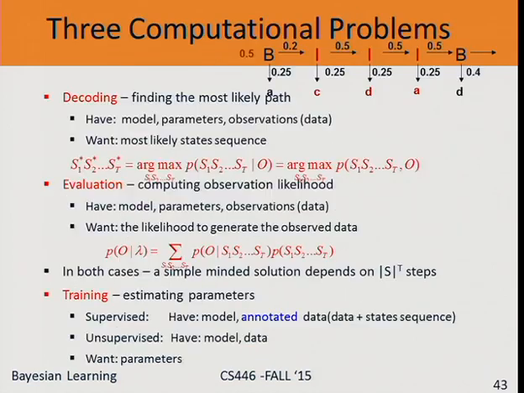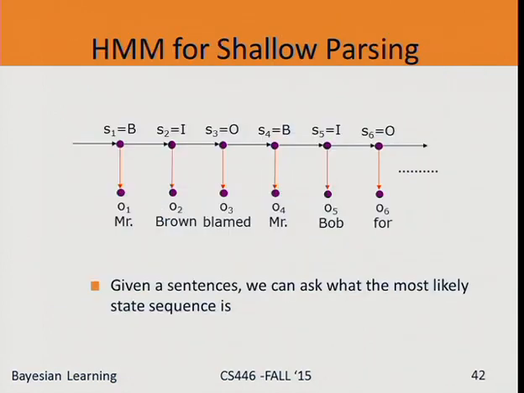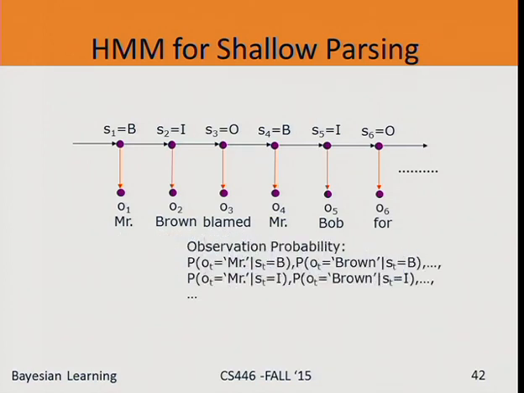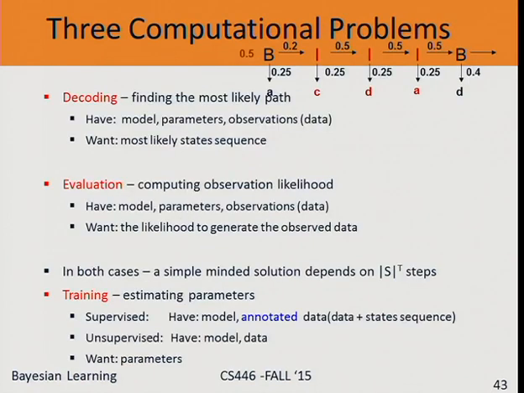Okay. So there are two ways to train it. One is the supervised way. I'm going to give you both the sequence, A, C, D, A, D, and the corresponding states. In this case, it's a very easy training process. Essentially, you do counting for each one of the parameters. Remember, these are the parameters that we're talking about. And if I give you both these and these, you just do counting and compute the probability of moving from B to B, the probability of producing Mr. given that you are in B, and so on. So that's an easy learning problem, the supervised.